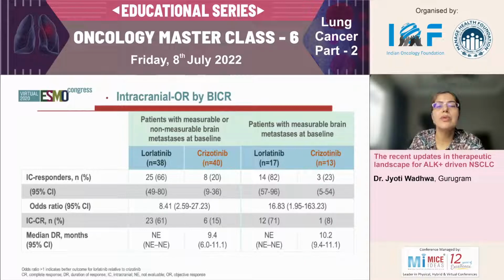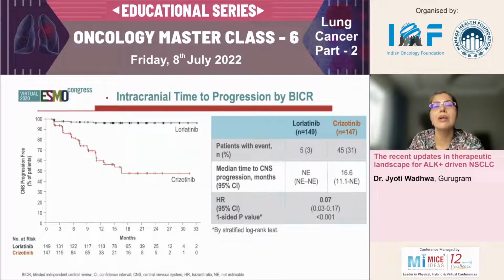What about the intracranial response? 66% intracranial response in those with measurable or non-measurable brain mets at baseline, and patients with measurable brain mets has as high intracranial response rate as 82% with lorlatinib versus only 23% with crizotinib. And intracranial complete response rate, note here, 61% in the overall group and 71% complete response rate in the brain mets in those with measurable brain metastasis. So quite stark difference there.